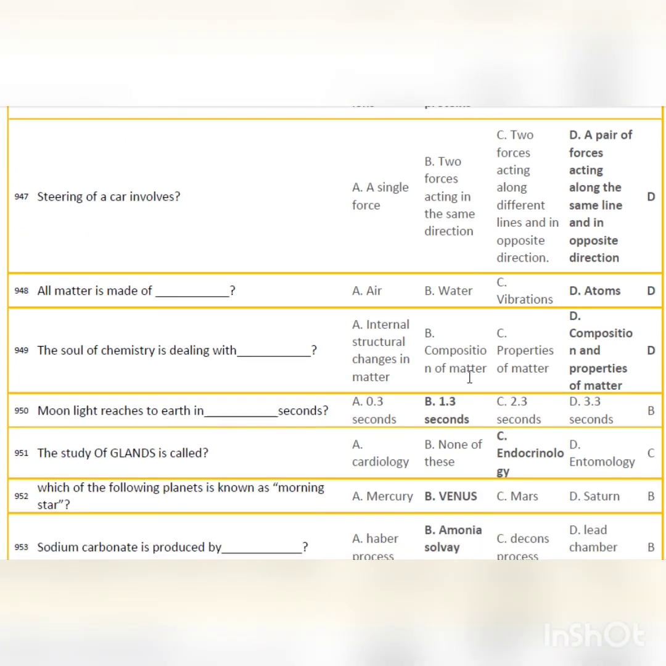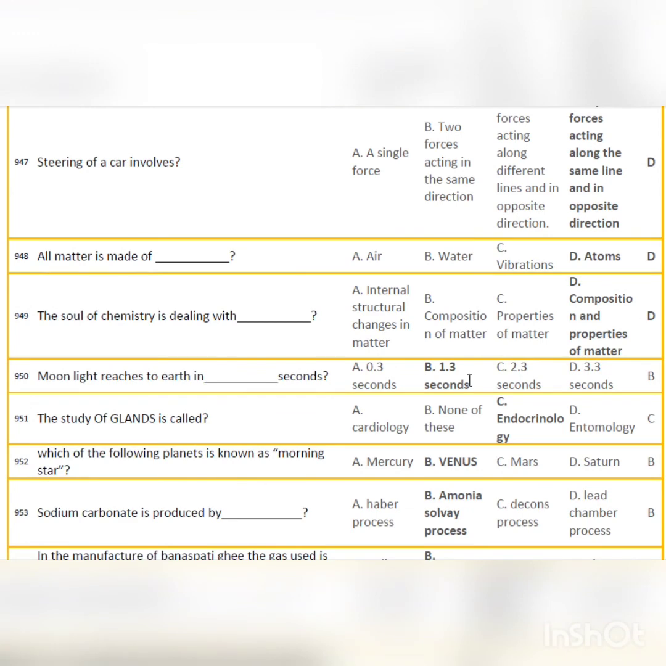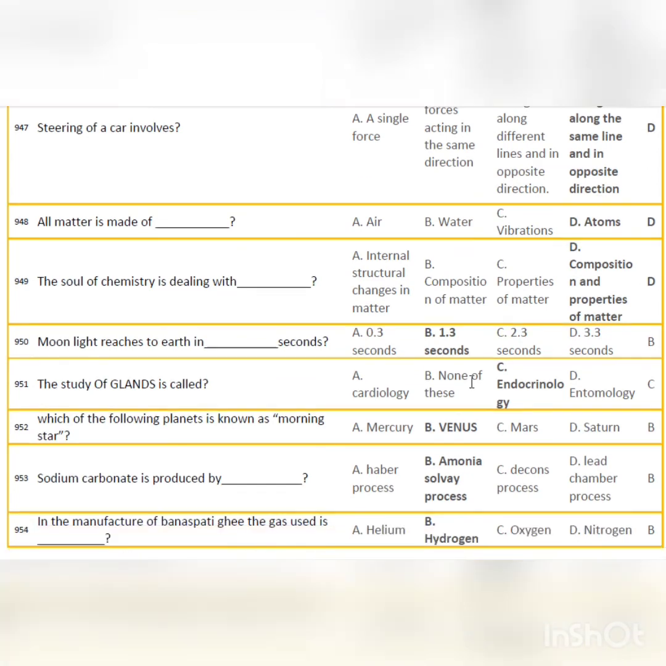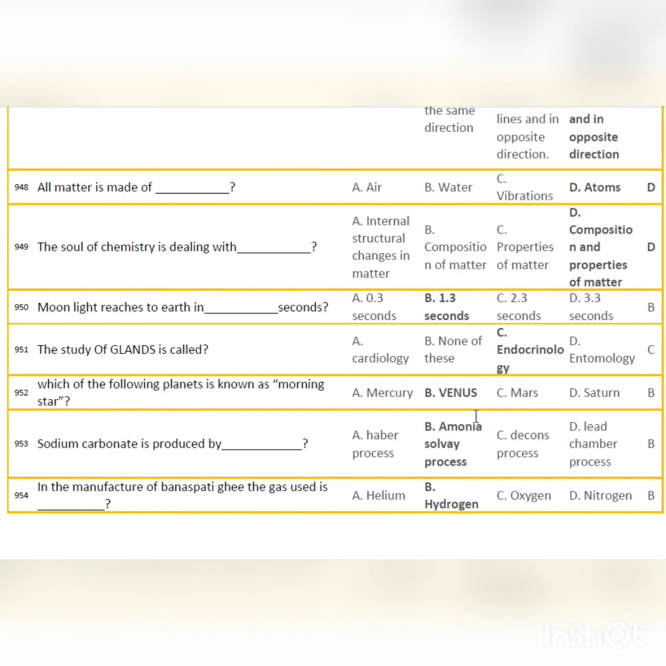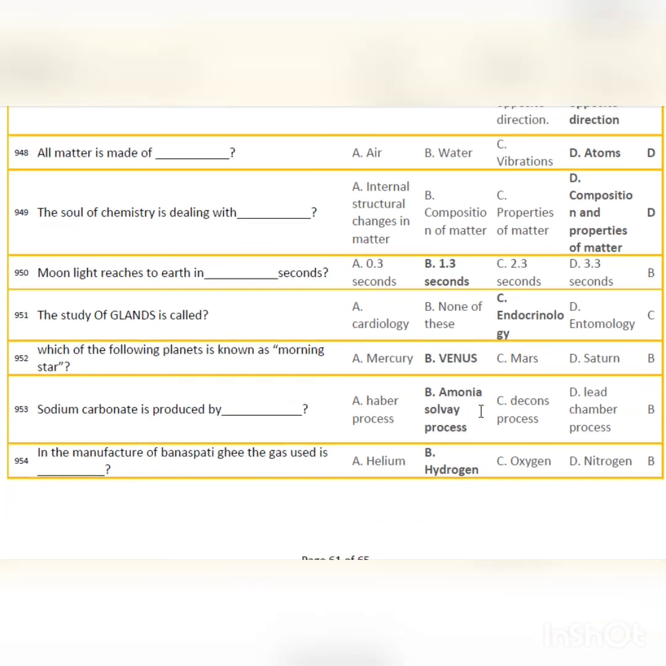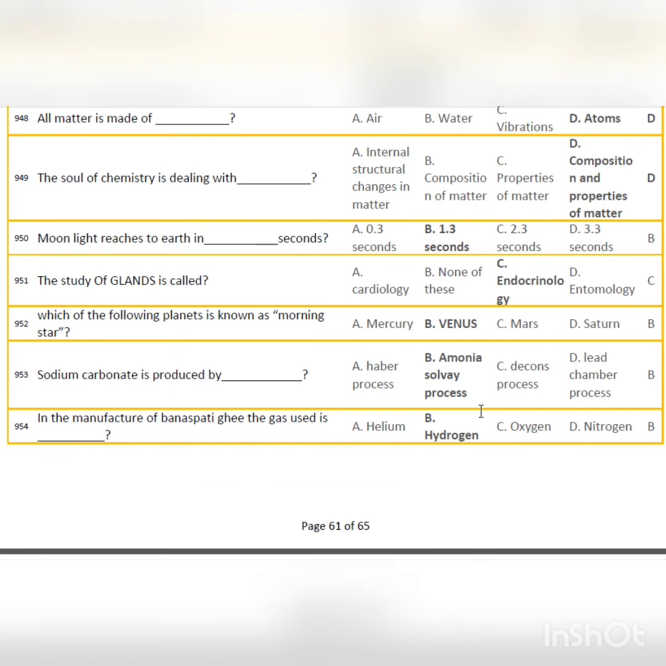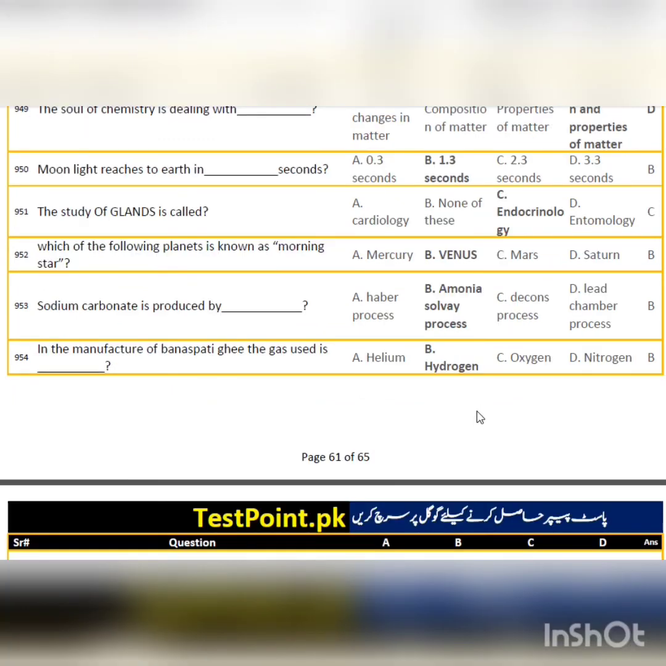Deficiency of vitamin B1 causes: A. Rickets. B. Bone infection. C. Beriberi. D. Myopia. Answer is C. Beriberi.